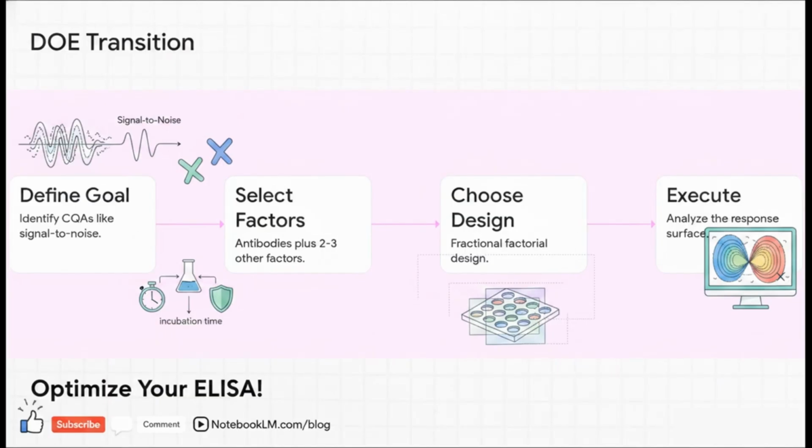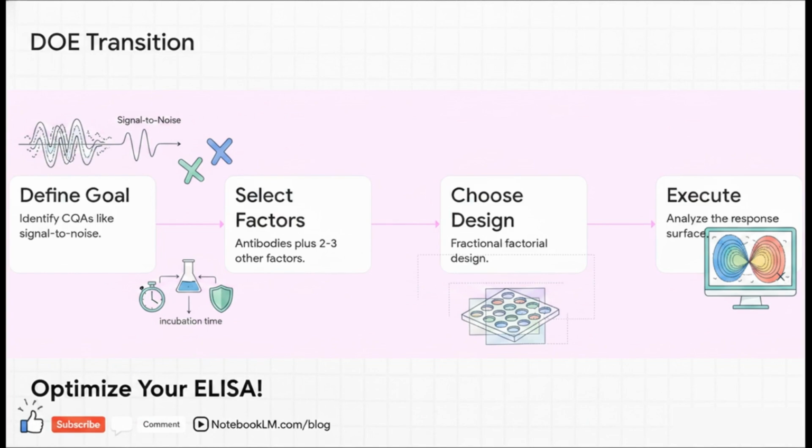Now, I know transitioning to this mindset sounds a little daunting, but the workflow is actually a highly logical and actionable progression. Let's walk through the 4 steps to implement DOE in your lab. Step 1, define your goal. Are you trying to maximize signal to noise, improve sensitivity, or minimize background? You need to clearly define your critical quality attributes, or CQAs.